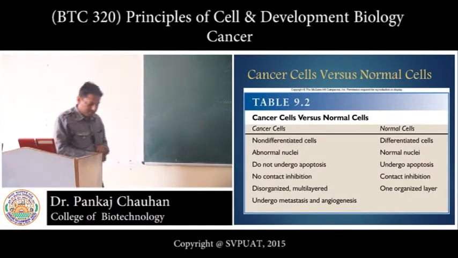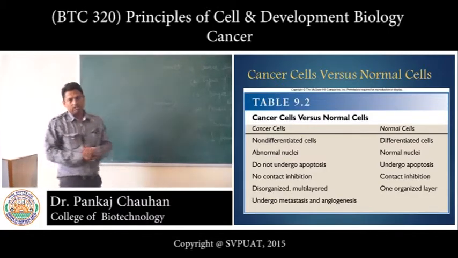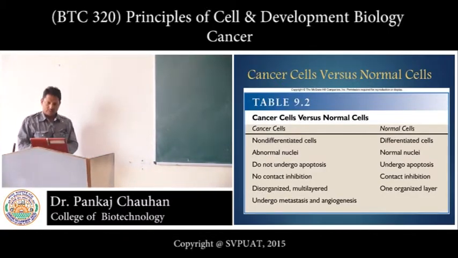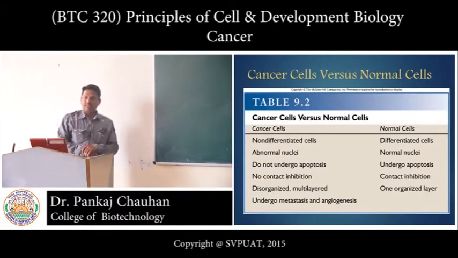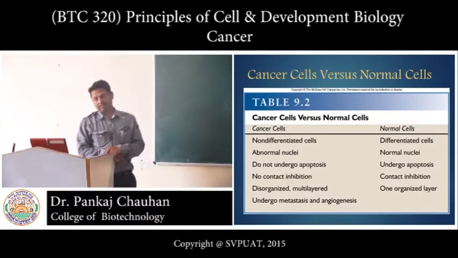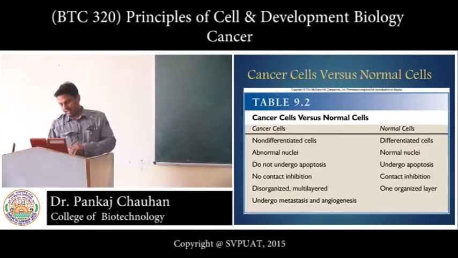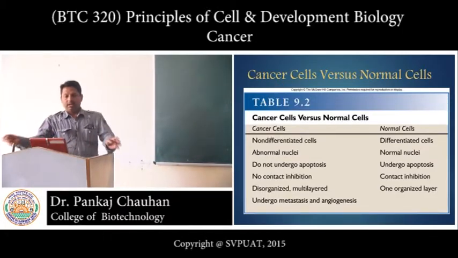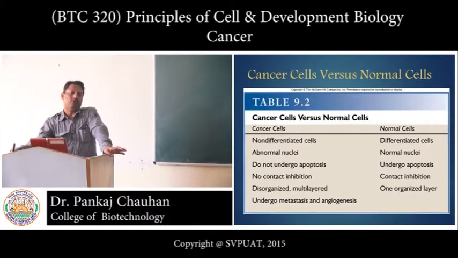What are the differences between the cancer cell and the normal cell? The first most significant one is that cancer cells are always non-differentiated, while normal cells have differentiated cells. In cancer cells, abnormal nuclei are found, and in normal cells, normal nuclei are found. That means all processes will be normal, the mitosis, meiosis. Likewise, the cell behaves like a normal cell.